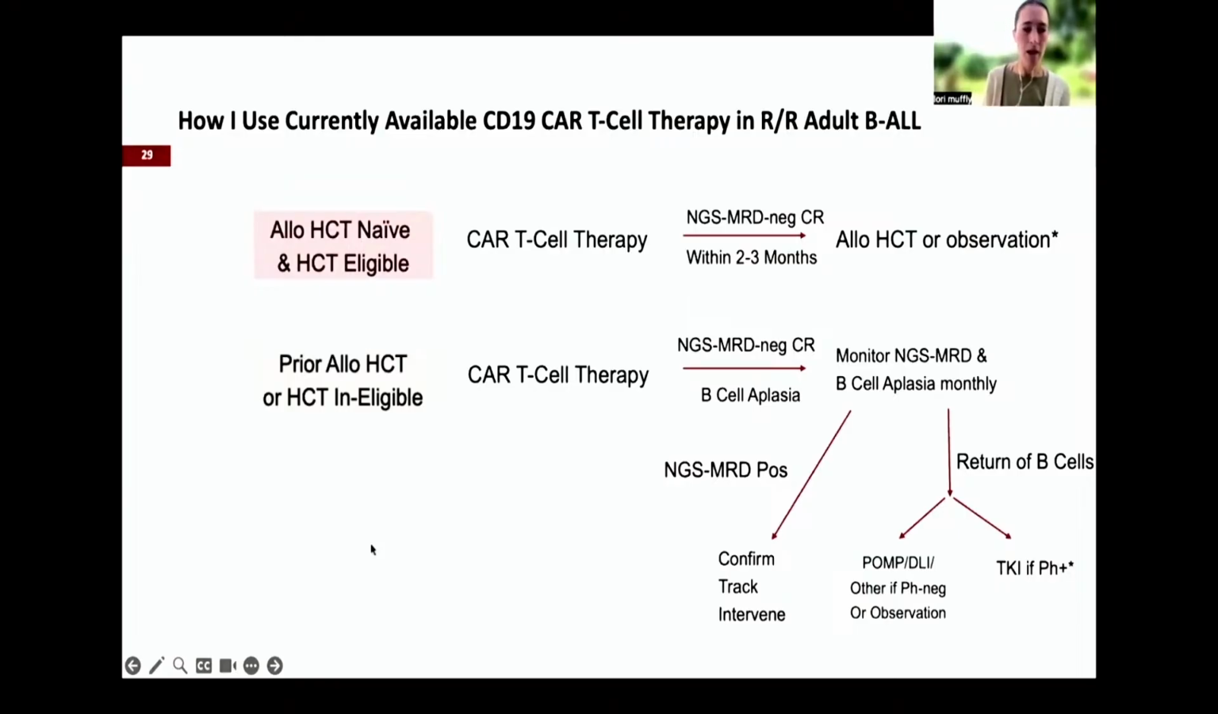If patients had a prior transplant or are transplant ineligible and achieve a deep remission from CAR, I monitor their NGS MRD and B-cell recovery closely. If they turn NGS MRD positive, I confirm, track, and always intervene. If they remain negative for NGS MRD but have return of B cells, there's a whole array of things to consider. It's a very difficult decision. If they're Philadelphia chromosome negative, if they're Ph positive, I definitely start them on a TKI.